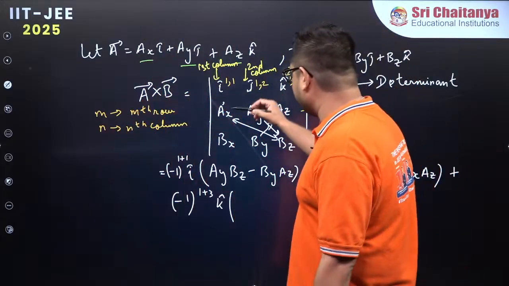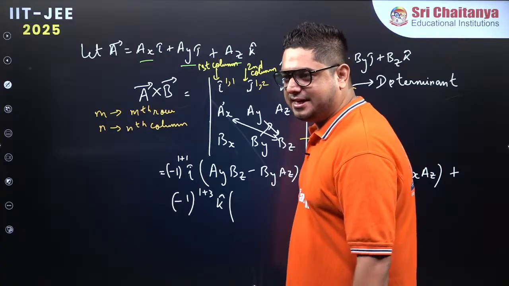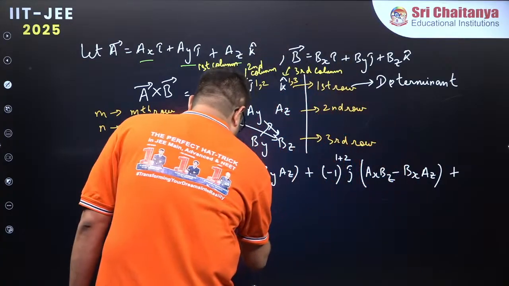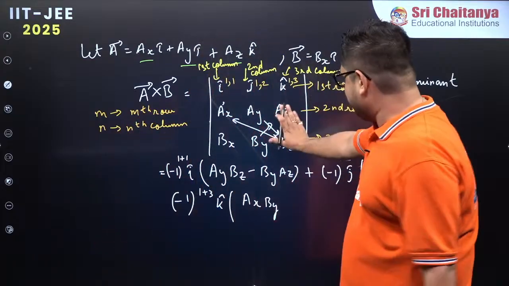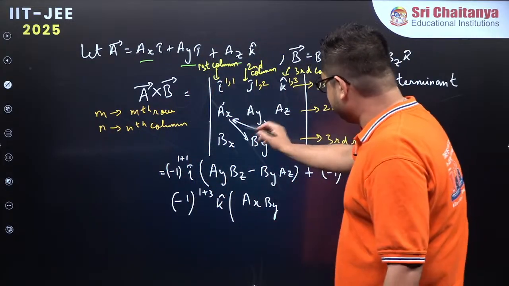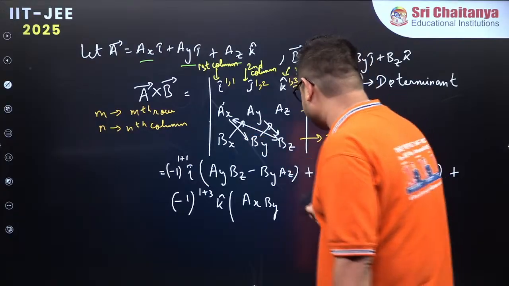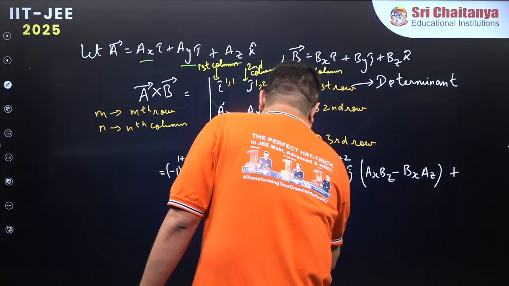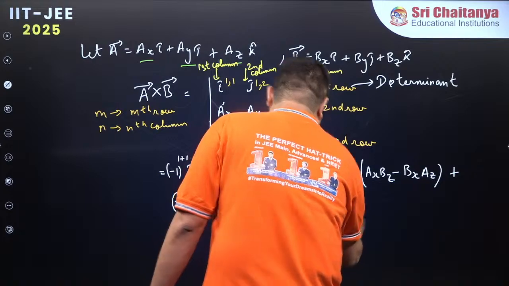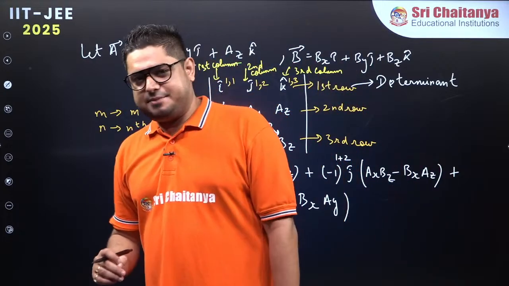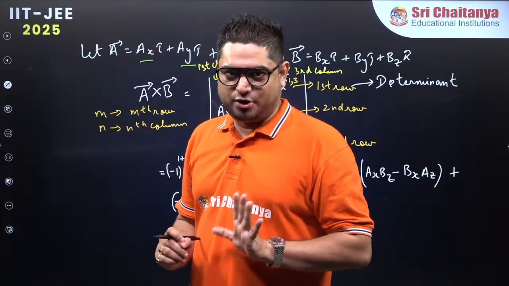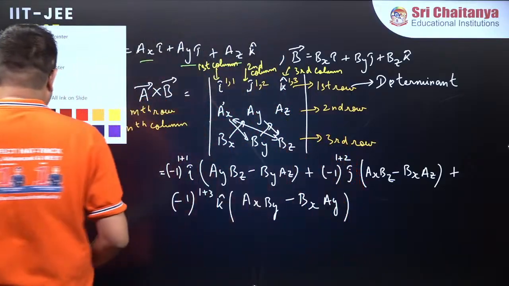So what are we going to do? ax into by, isn't it? Yes, correct. From the left we have to do ax into by. This is being cross multiplied, isn't it? Minus of this, which is minus of bx ay. This is how you can find out the cross product between two vectors. Okay, so now let's try to solve it further.